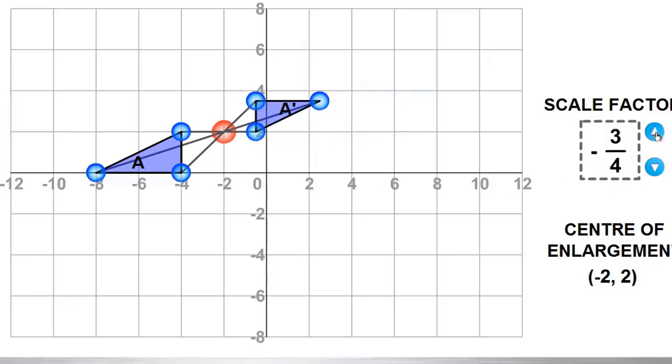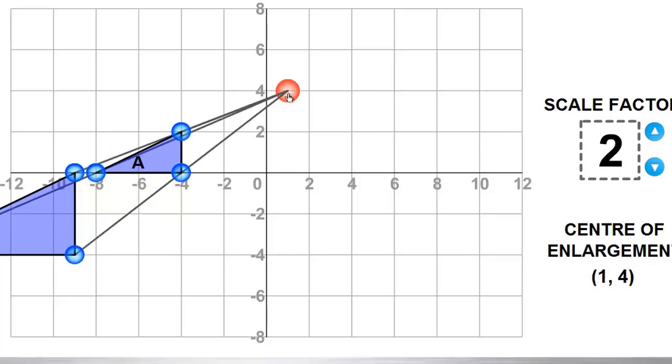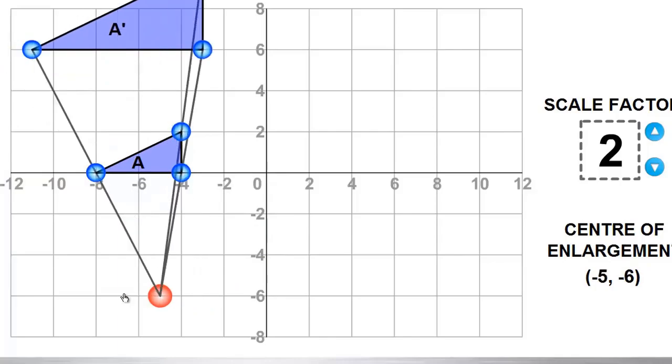So if I, again, let me show you, if I make this positive 2, so it's on the same side. It's going to be on the same side. So this is how the enlargement works.